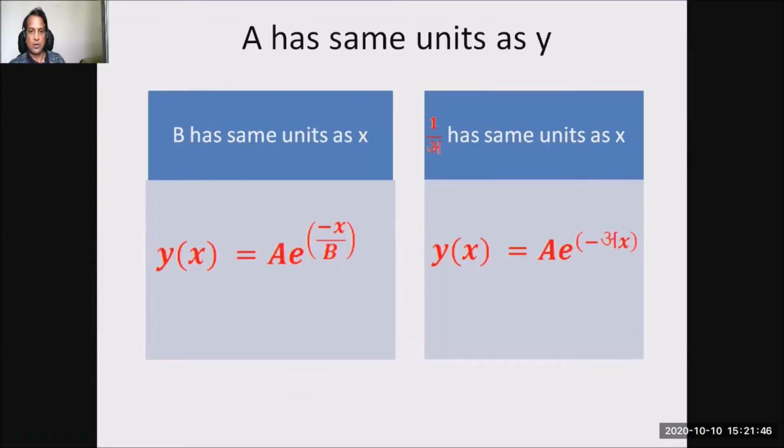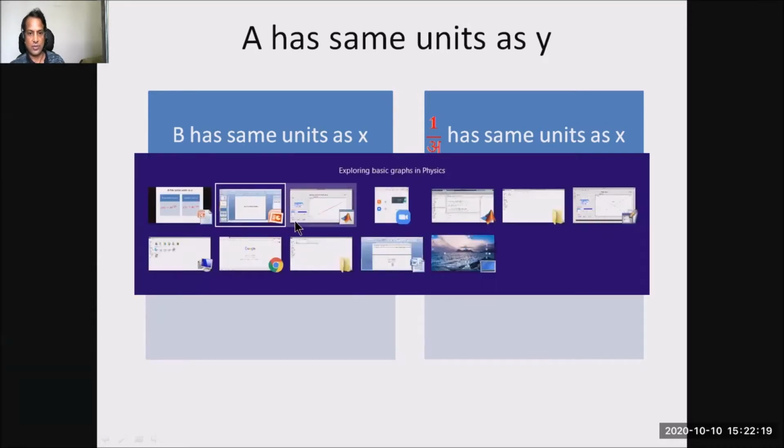So in physics, we encounter two forms of equations. One looks like this: a exponential minus x by b. In this case, b has the same units as x. Another form looks like y is equal to a exponential minus rx. In such an equation, 1 by r has the same units as x, or r will have units of inverse of x. And in both cases, a will have the same units or dimensions of y. So let's go to the simulation part.